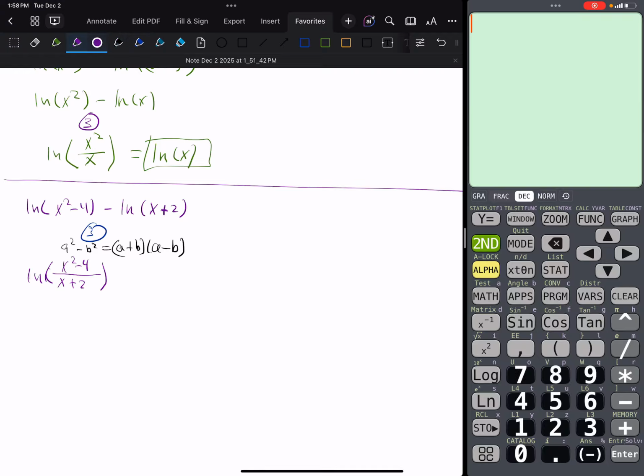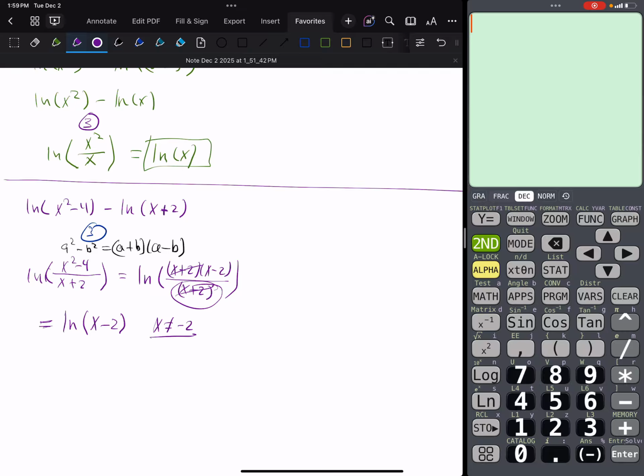And so this is actually the natural log of x plus 2 times x minus 2 divided by x plus 2. And so the x plus 2's are going to cancel. Removable discontinuity, anybody? And now I'm going to have the natural log of x minus 2. And I really should write where x does not equal negative 2, because that was a value here.